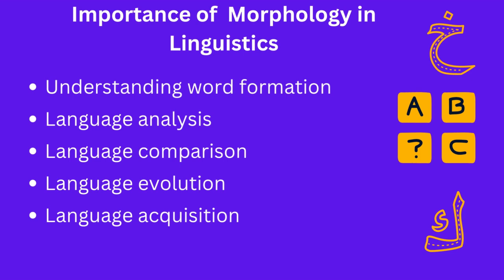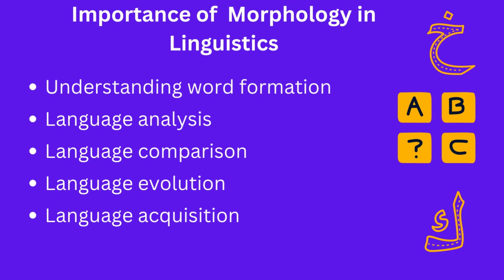Language analysis is the next goal of morphology. It allows us to analyze the structure of words and to identify the individual morphemes that make up words. Next one is language comparison. It can be used to compare different languages and identify similarities and differences in the way words are formed. Like you can see in the picture, we have two languages and the forms of words in these languages are different. That is actually morphology because it deals with words and is all about the shape of words.